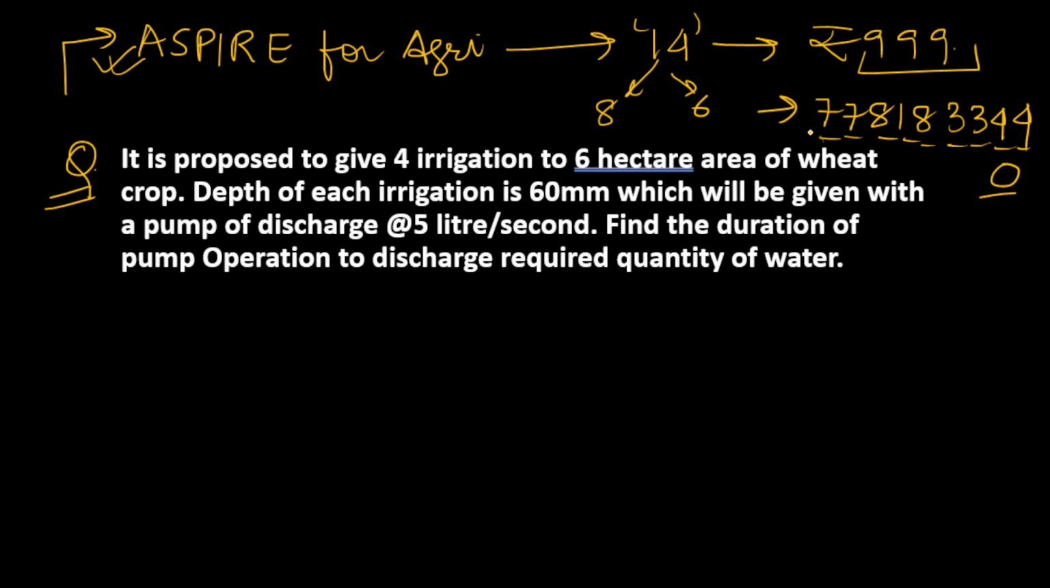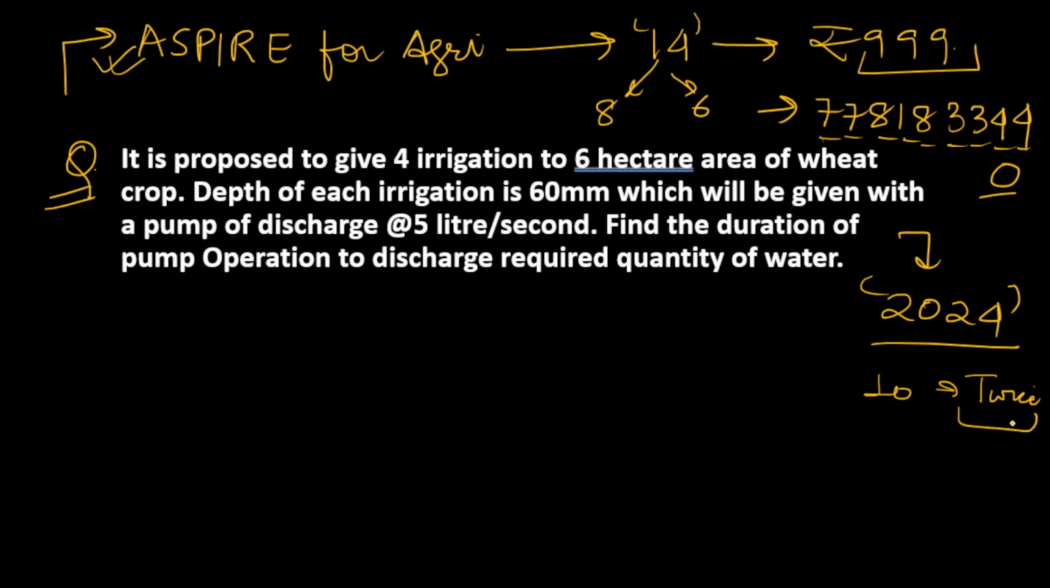Now let's move to the question. This is a numerical and it was asked in this year's UPSC CSE agriculture optional paper, that is the 2024 agriculture optional paper. Generally they do not ask numericals, it is very rare. I think in the last 10 years only twice numericals have been asked, so this is the second time. Let's see how we can approach the numerical, but first we should read the question.